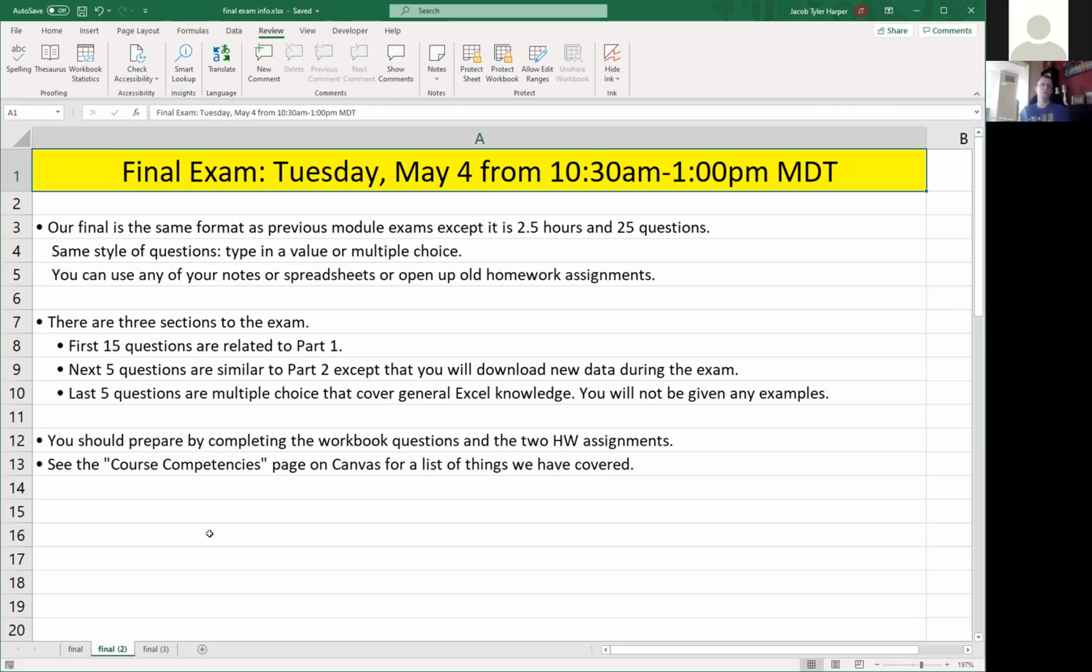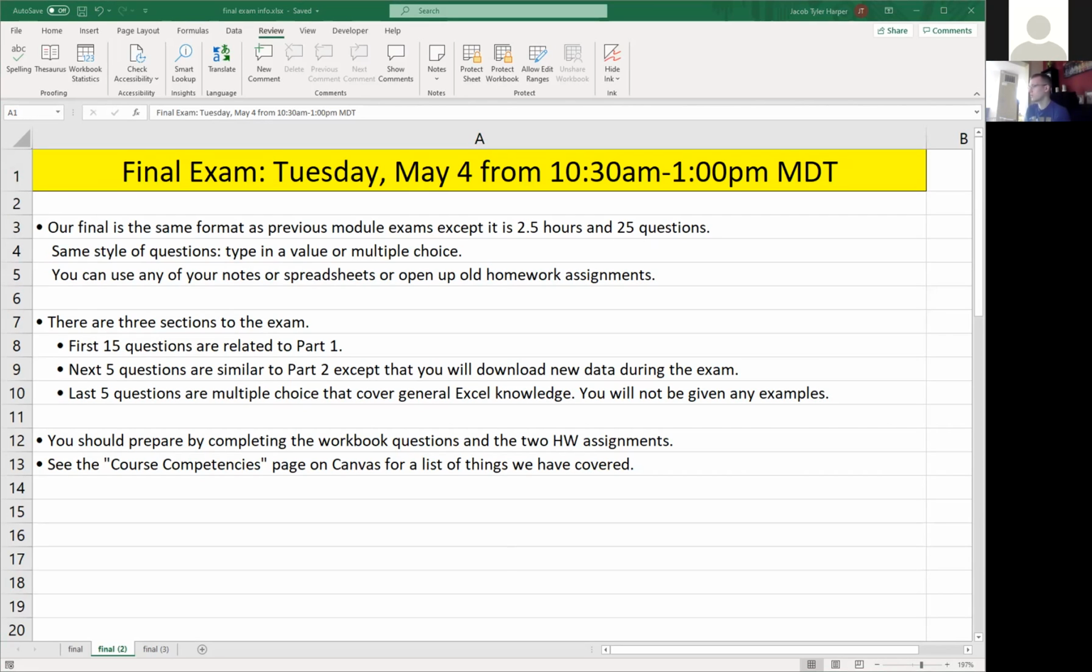So how should we prepare for this exam? Well, the best way to prepare is essentially like we do every module, where you start by doing the workbook questions and then the 2 homework assignments, which I believe are both due next Wednesday. But on this one, you might also want to consider looking at the course competency page on Canvas, which I'll show you where that is.